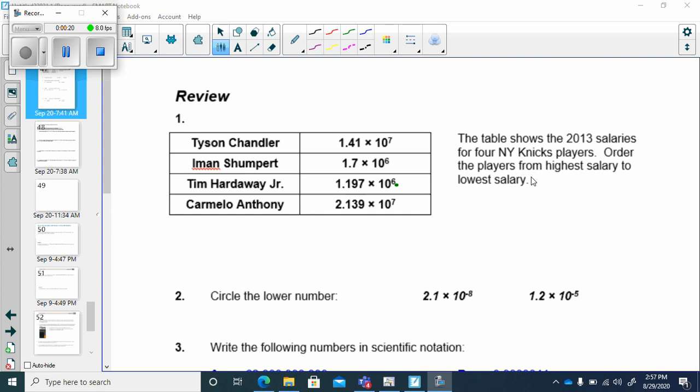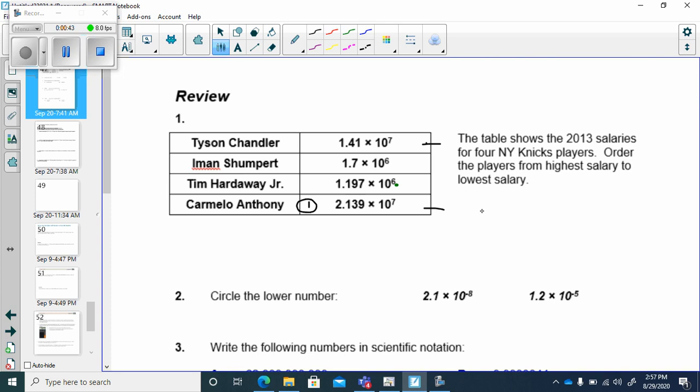What we're going to look at is we're going to look first at their exponents. Which one has the higher one? Well, here's 7 and here's 7. Those two are the biggest. Okay, times 10 to the 7 would be biggest. What would be bigger from there? 2.139 or 1.41? This one would be, wouldn't it? Okay, so here's the one, that's your top one.